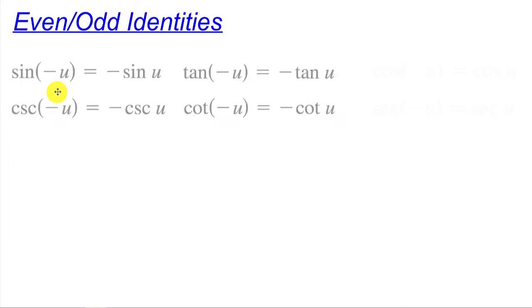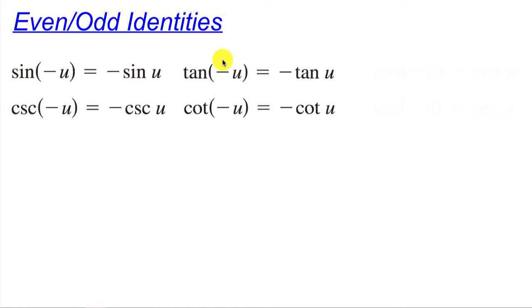Last but not least, we're going to talk about even and odd identities, and this comes from whether or not the function is even or odd. So first of all, we have sine, and the sine function is an odd function, which means sine of negative u is equal to negative sine of u. The same goes for its reciprocal, cosecant. Cosecant of negative u equals negative cosecant u.